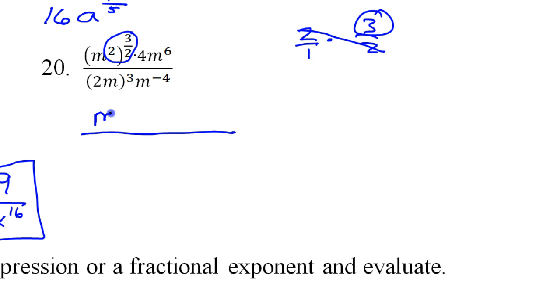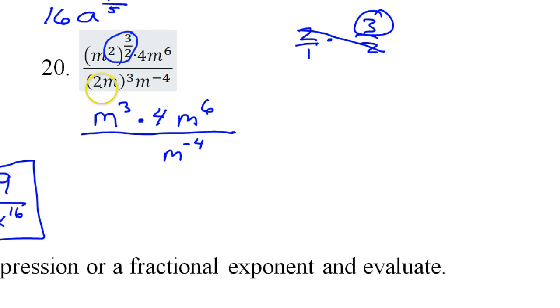Anyway, so that'll be m to the 3rd power. And we still got the rest of it. So times 4m to the 6th power. And down here I'm going to still have my m to the negative 4th power.